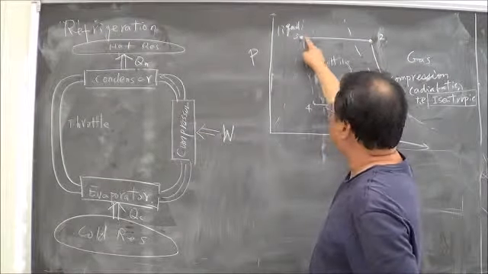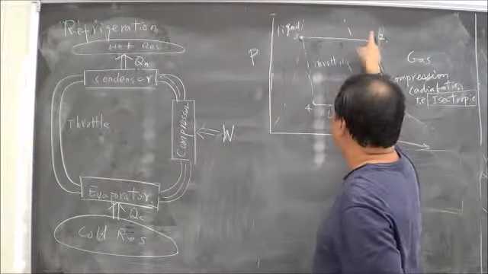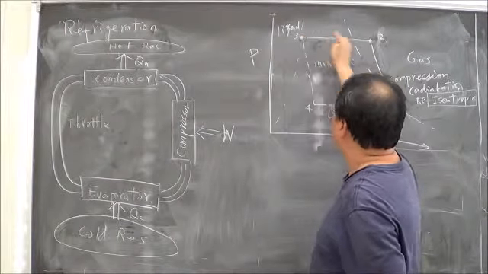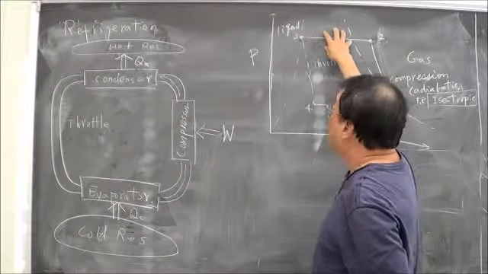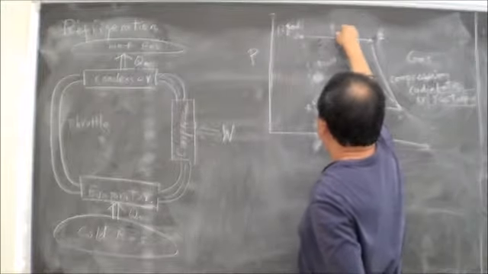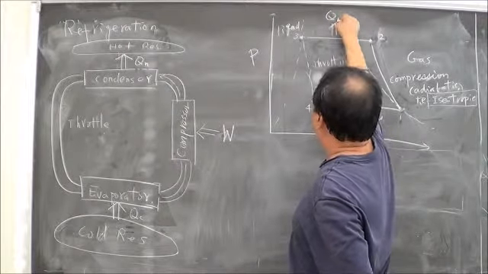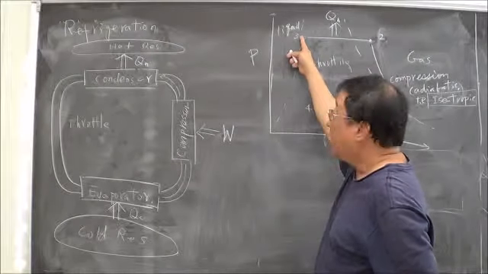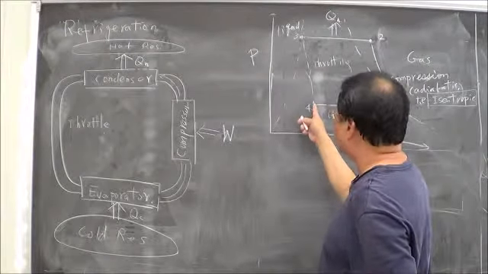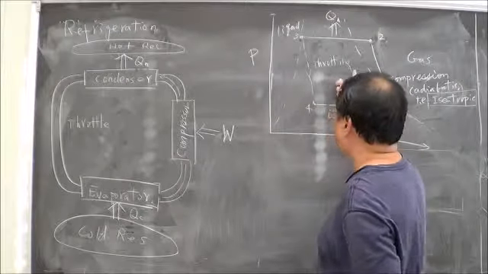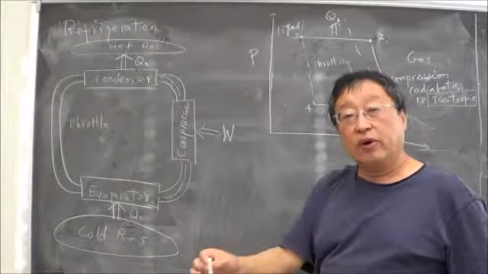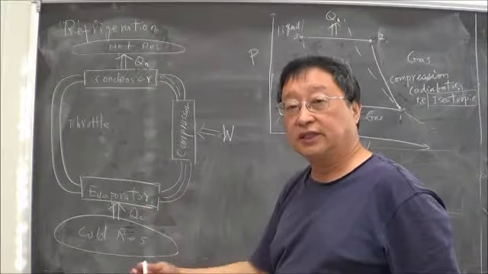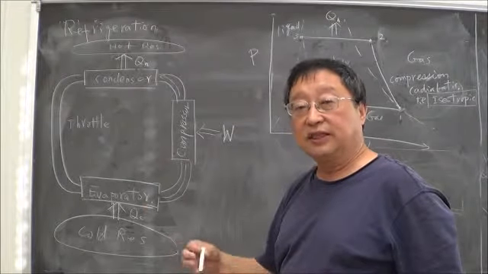Then I let it pass through the condenser, and this condenser is going to cool down the superheated gas and expel a lot of heat into the high temperature reservoir, and then it becomes a liquid. And from liquid going to this, we call the throttling process. I already covered that during the throttling process, the enthalpy remains the same.